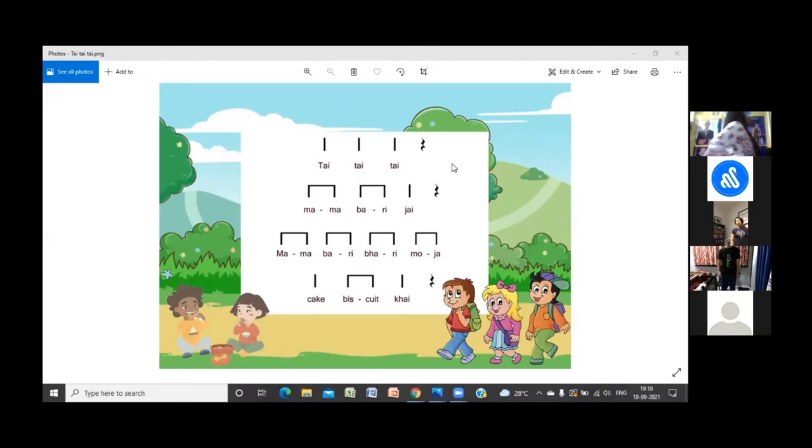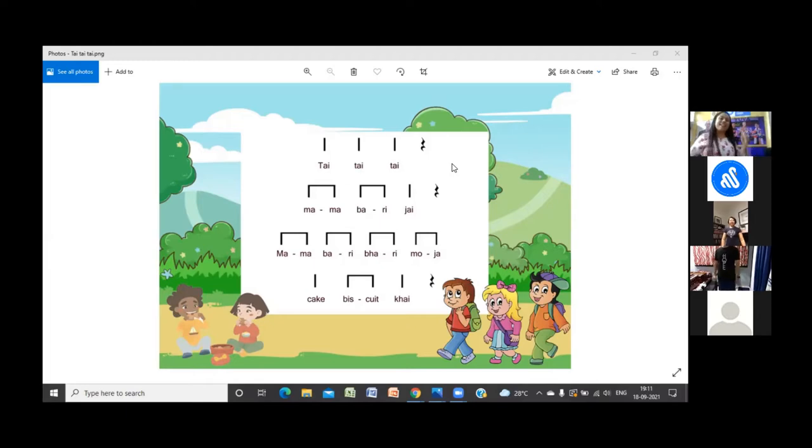Tai, tai. Bari chai, mama bari, moja cake, biscuit khai, tai, tai, tai. What I did? I started anti-clockwise on the last rest. I just changed my direction. What I did? One more time.